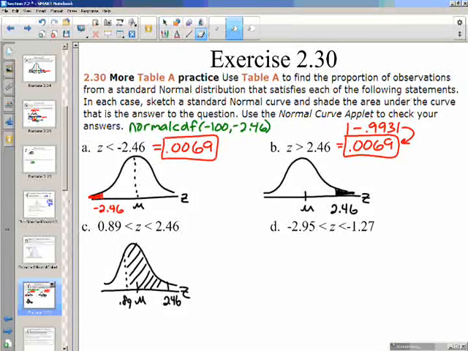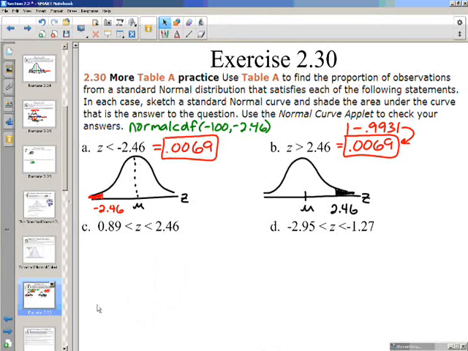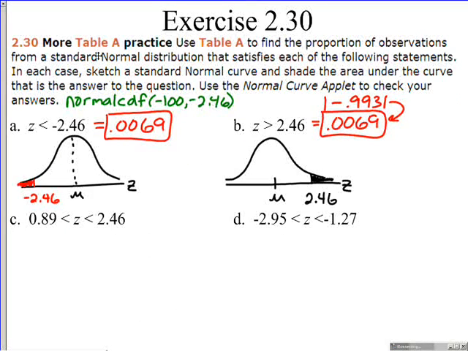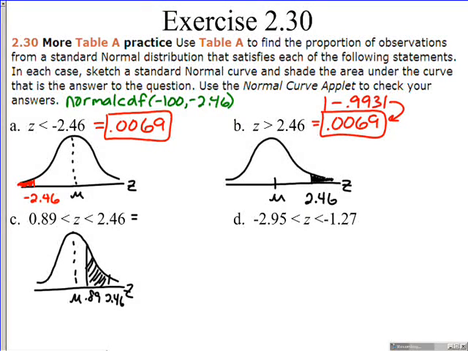And now that I look at this, I put the 0.89 on the wrong side, so let's redraw that. So there's our mean. 0.89 is going to be somewhere here. 2.46 somewhere out here. So we're looking for that area right there. When we plug that into the calculator, we got 0.1798.